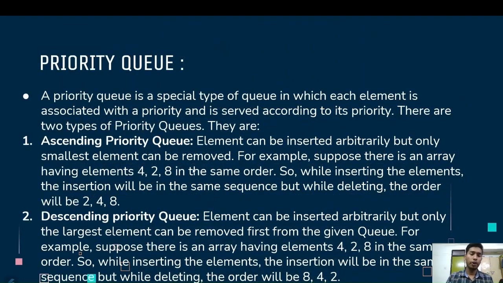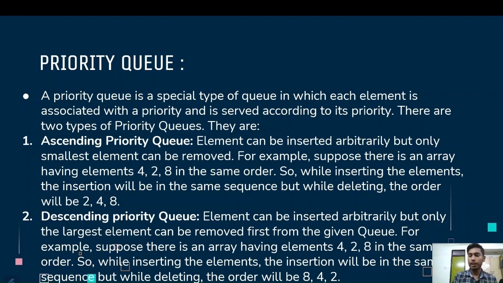So talking about the priority queue, what is a priority queue? Priority queue is basically, if I set an element on a priority queue, then it will be executed first. There are two types of priority queue. The first one is ascending priority queue. In this, the element is inserted as it is, but while deletion, the smallest one will be first to go out or be deleted.